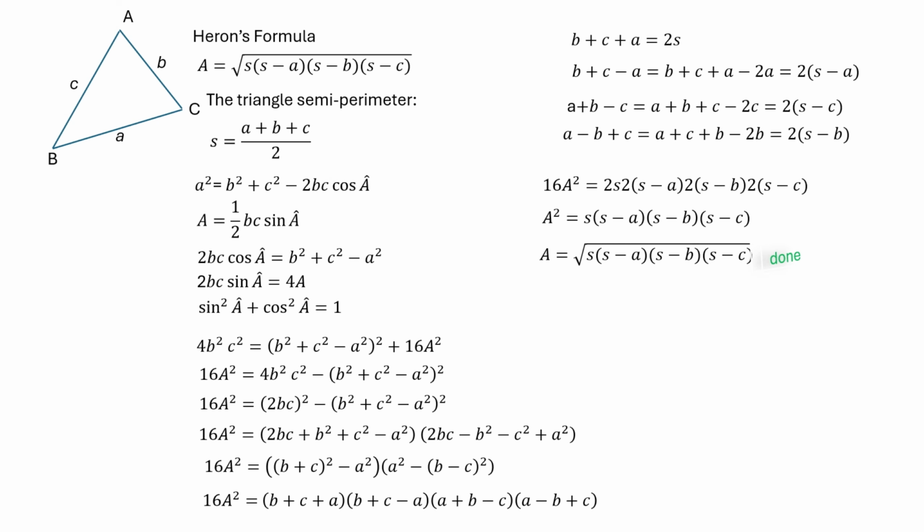Heron's formula states that the area of a triangle, A, equals the square root of s times (s minus a) times (s minus b) times (s minus c), where a, b, c are the lengths of the sides of the triangle, and s is the semi-perimeter of the triangle, equal to 1/2 of (a plus b plus c). Let's prove this Heron's formula.